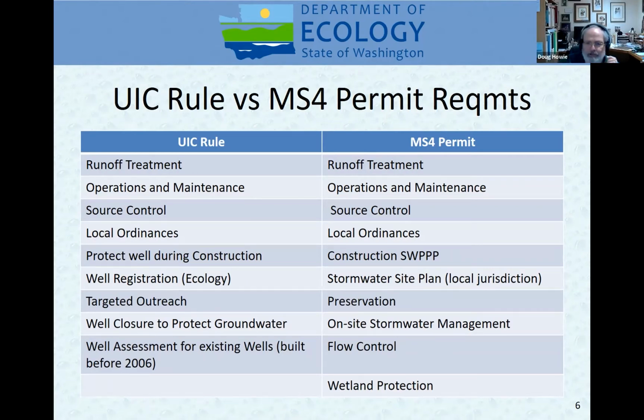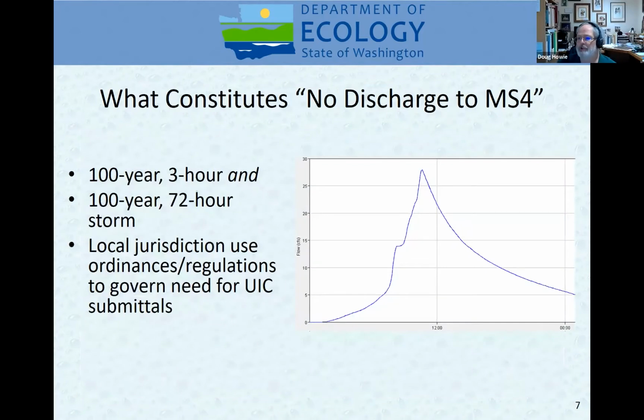So what constitutes no discharge to the MS4? In Eastern Washington, Ecology is suggesting that the jurisdictions use the 100-year 3-hour and/or the 100-year 72-hour storm, whichever one is larger, to constitute all runoff. There can be a storm larger than this storm, and you can get discharge from the UIC into the MS4, but we don't think you need to design those things under the MS4 rule. You can leave them under the UIC rule at that time.